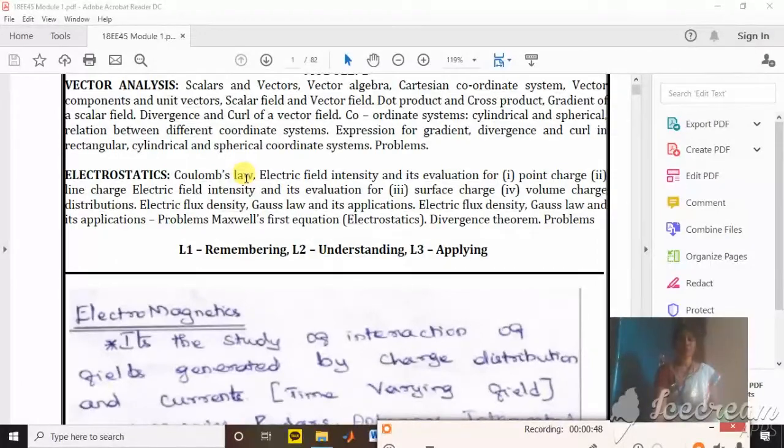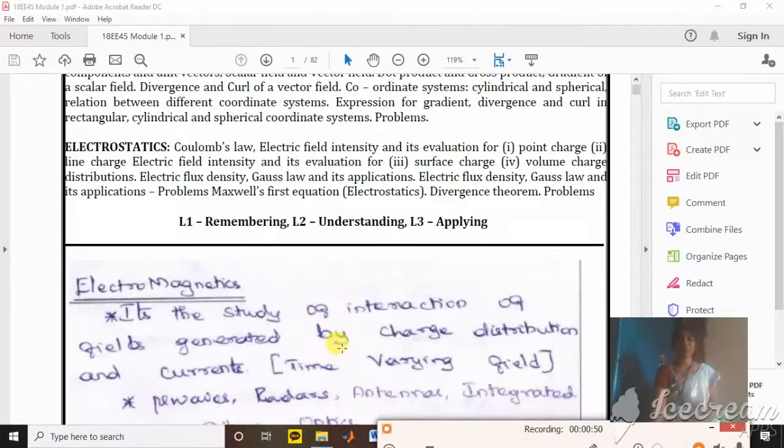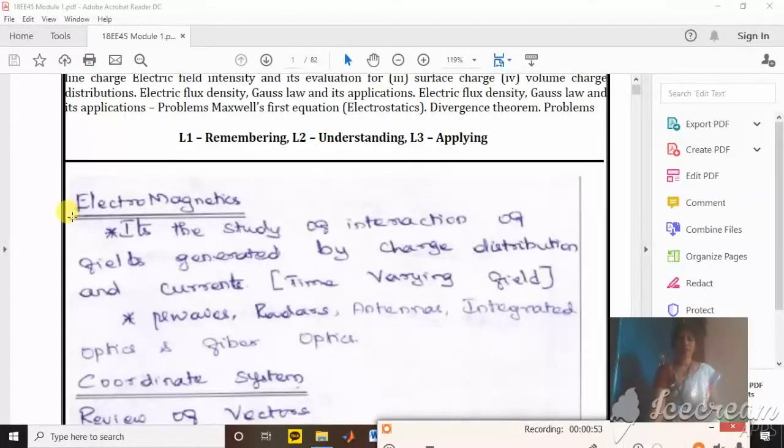So first, before getting into the topic, we should know what is meant by electromagnetics. Electromagnetics is nothing but the study of interaction of the fields. Electro means electrostatic field, magnetics means magnetostatic field. So it is the interaction of the fields generated by charge distribution and current. Electrostatics deals with charge and magnetostatics deals with current. So it is the study of interaction between the two fields that are created or generated by charge distribution and current.